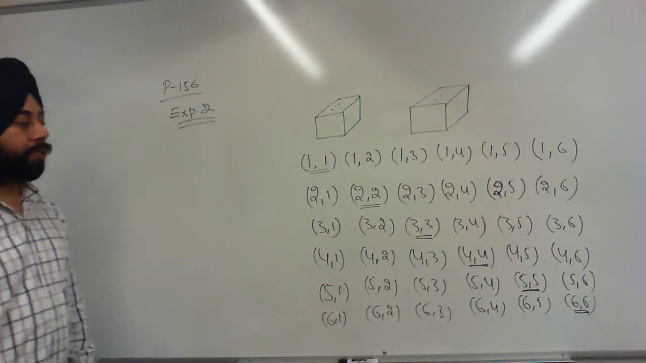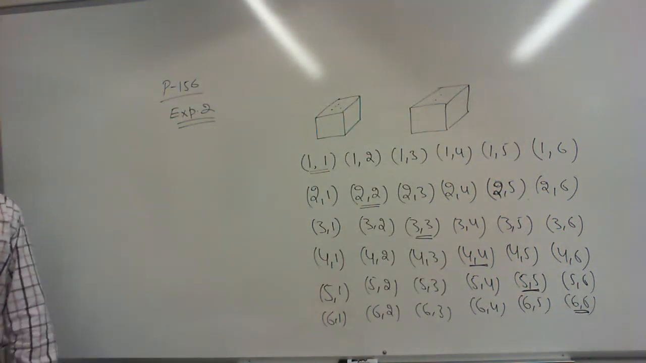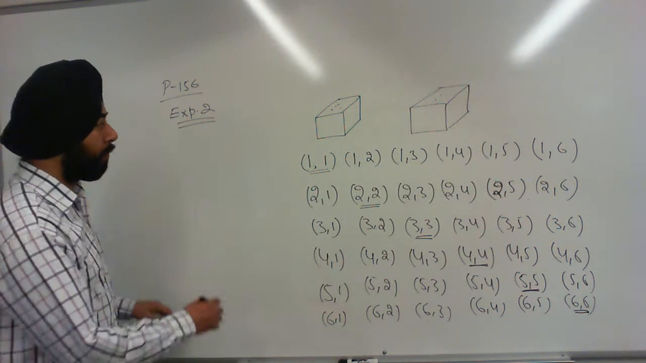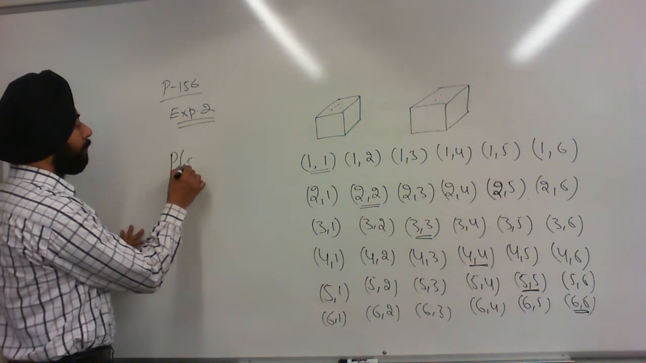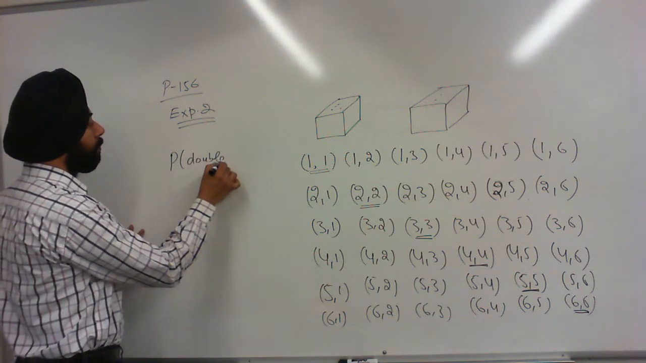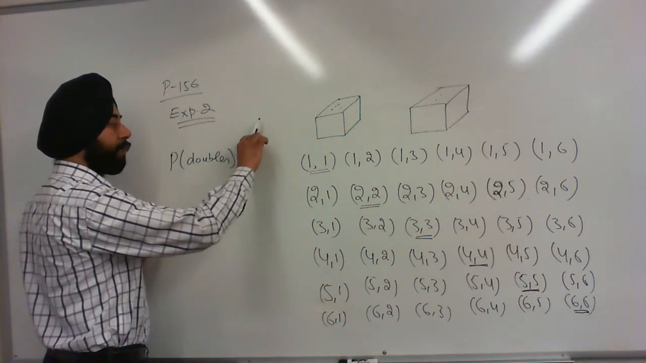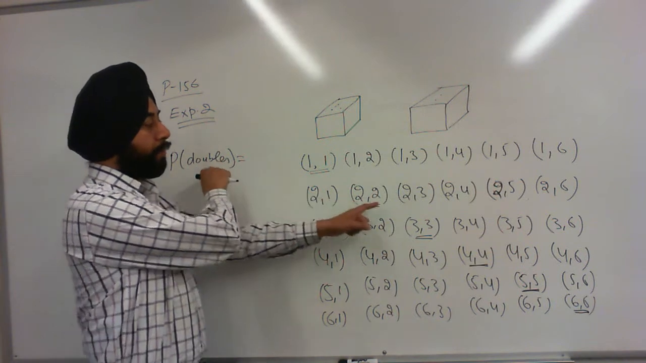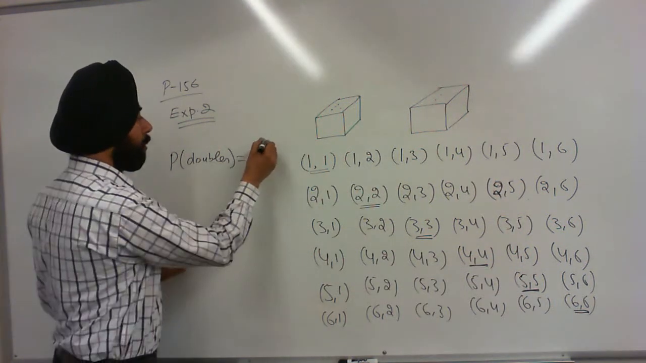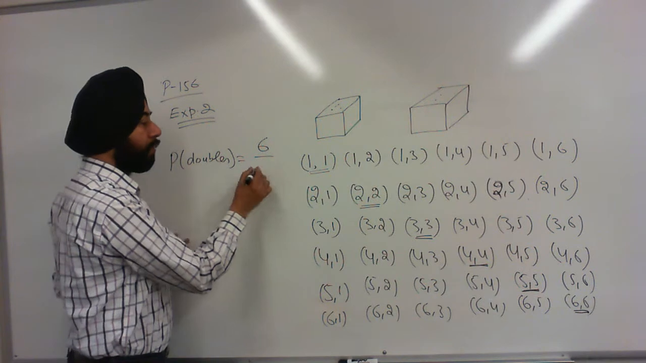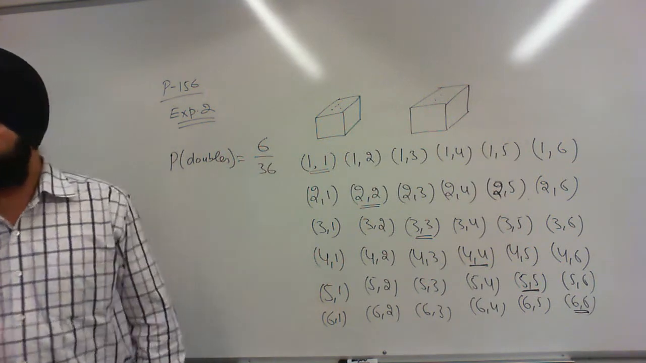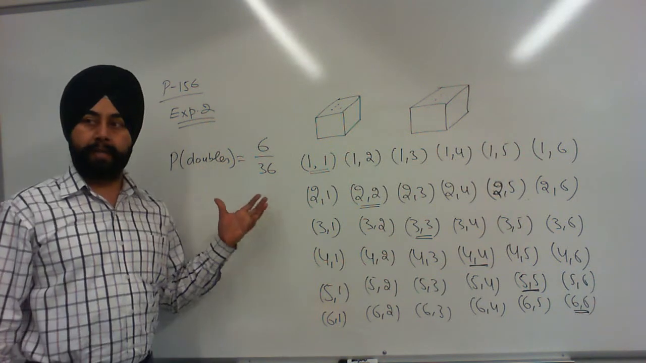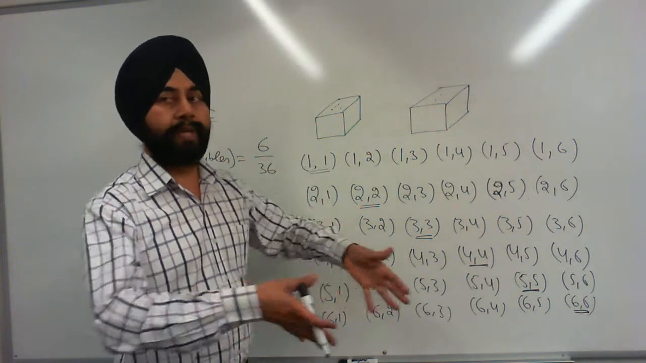How many doubles do you see? 6 doubles. And how many total number of events are there? 36. So what's the probability of getting doubles? You write the number of times this event happens at the top. It happens 6 different times. And how many total outcomes are there? 36. 6 out of 36. That is the probability of having doubles when you roll 2 dice together.